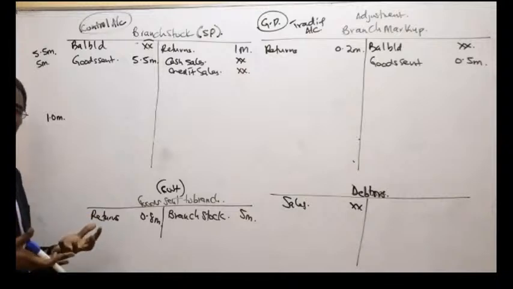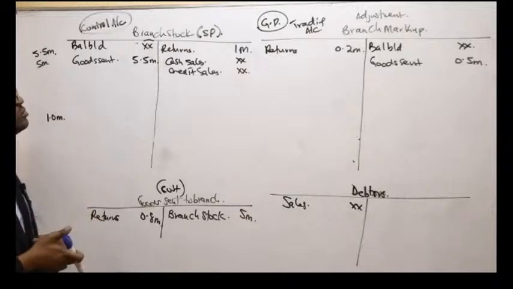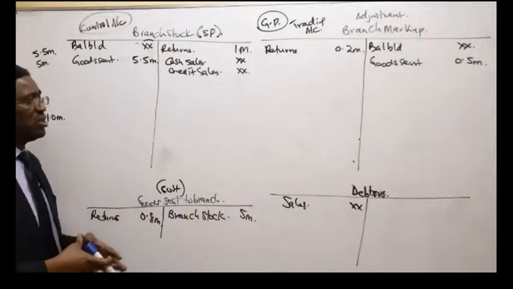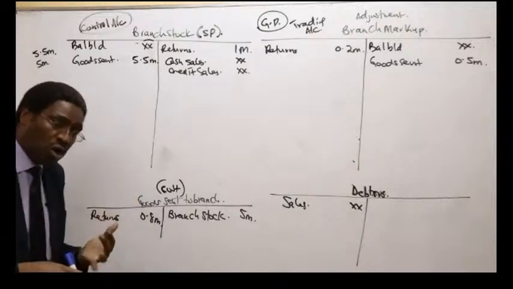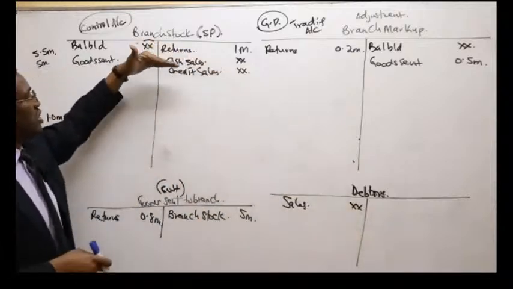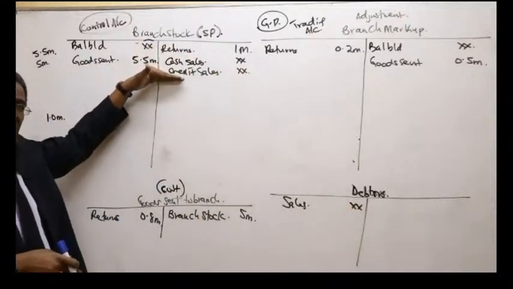So number three, that entry says with goods sold by the branch, you debit cash or you debit debtors and you credit branch stock. That's our entry number three.